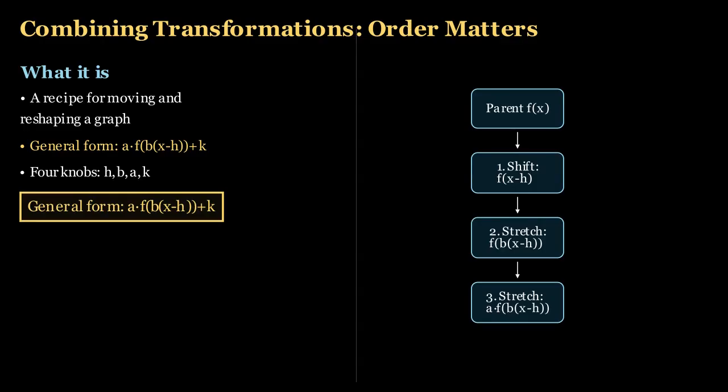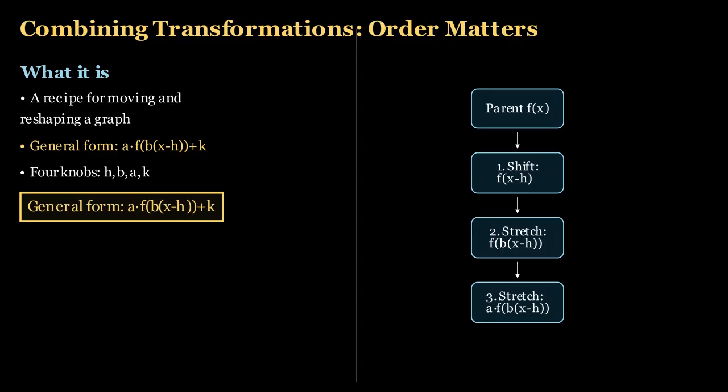The h knob slides the graph left or right. The b knob stretches or squashes it horizontally, and can also flip it. The a knob stretches or squashes it vertically and handles the vertical flip. And the k knob slides the whole thing up or down. Our job is to learn the correct order to turn these knobs so the graph ends up in exactly the right place.